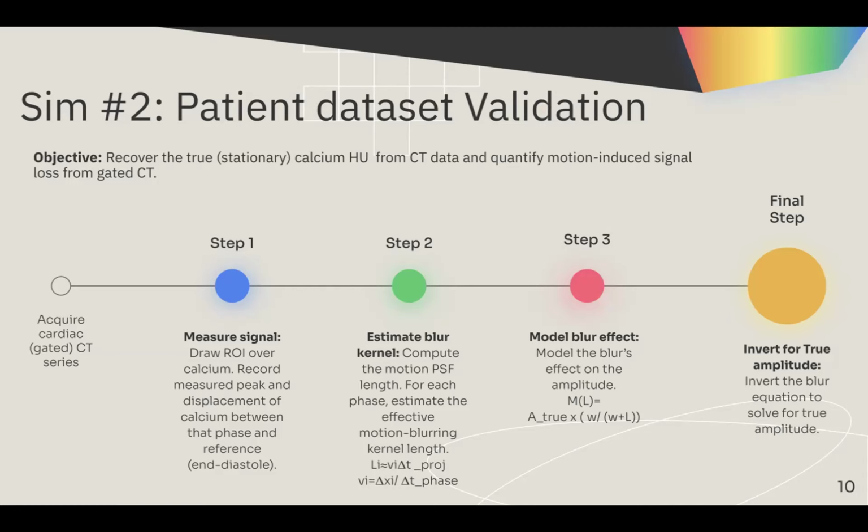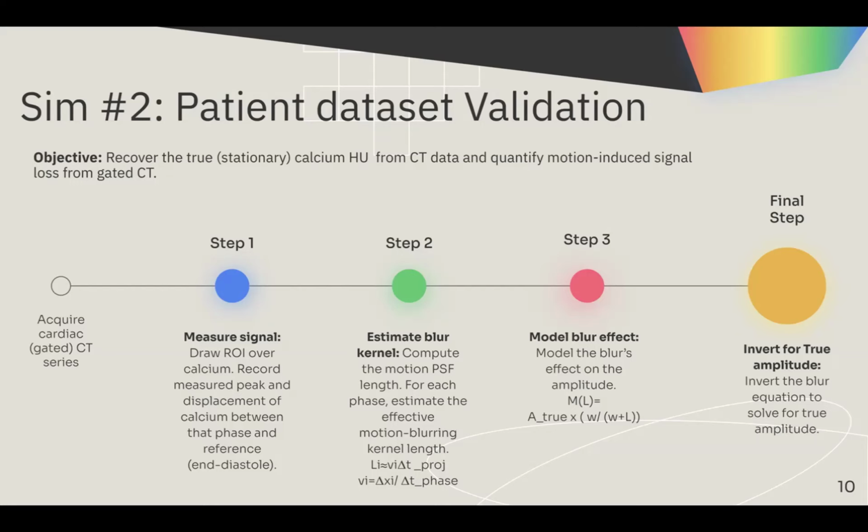So compute the motion point spread function length. For each phase, estimate the effective motion blurring kernel length. We can do this by simple displacement equations. The length at phase i would be equal to the velocity times the time projection. We get the velocity from the displacement in millimeters or pixels divided by the time phase, which is just the time span of the cardiac phase. Once we have the velocity, we can convert this to blur length. The time projection is just the CT's integration time for the projection angle. Once we have that, we can model the blur's effect.